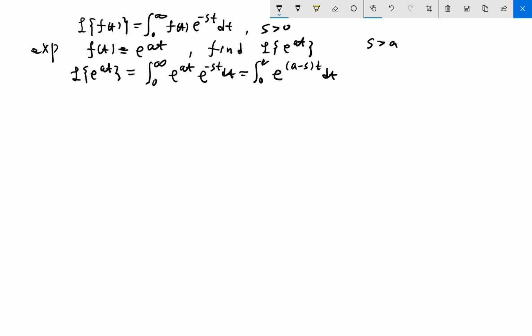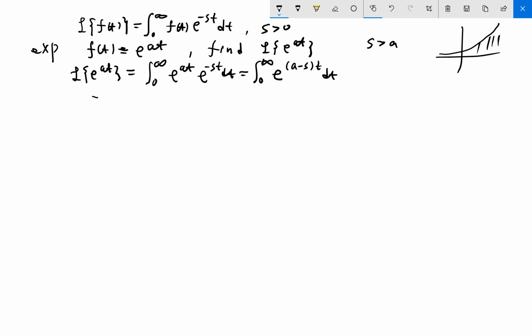Otherwise, if a is bigger than s, then the function we try to integrate grows, and the area under that curve will give you infinity; it diverges. That's why we ask s to be bigger than a, so you get a negative component. Okay, now let's integrate this.